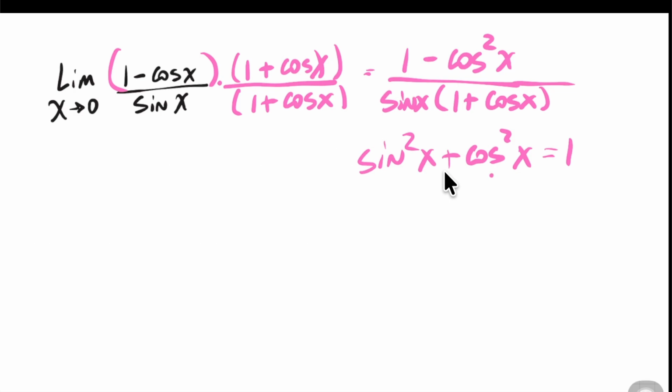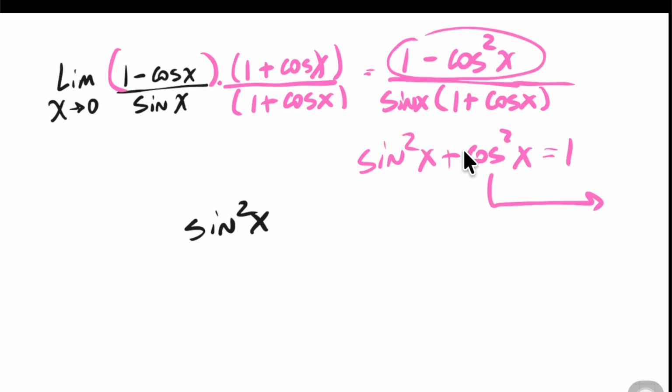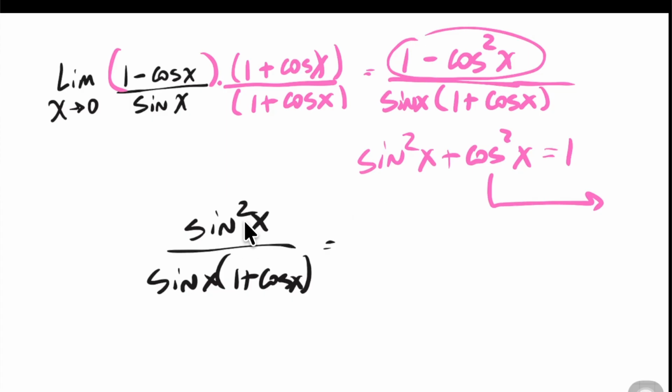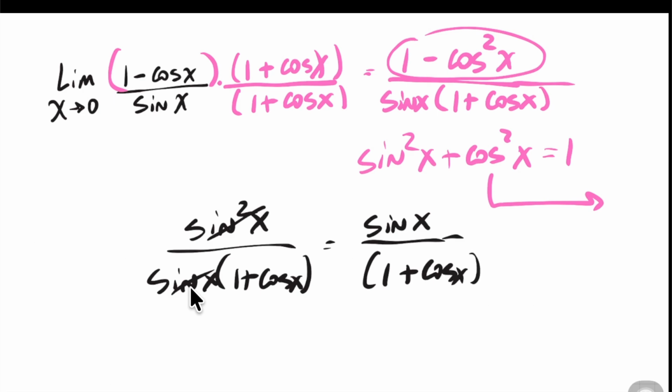So here, if we take this cosine squared x and move it to the other side, we can see that we can replace this numerator with sine squared x. So let's go ahead and do that down here. We have sine squared x over sine x times 1 plus cosine x. And indeed, if we have sine squared x on the top, sine of x on the bottom, this reduces to just sine x in the numerator, and then we have 1 plus cosine x in the denominator.